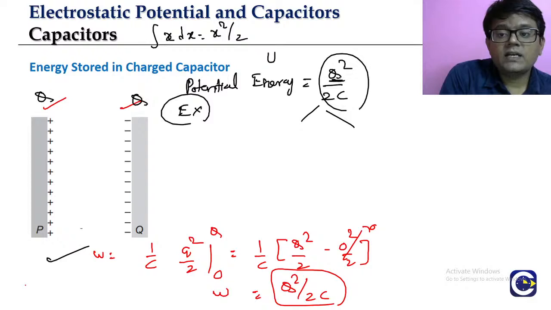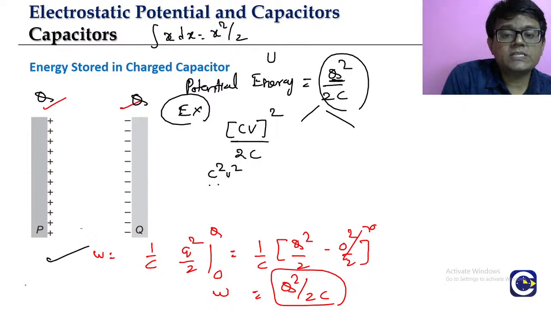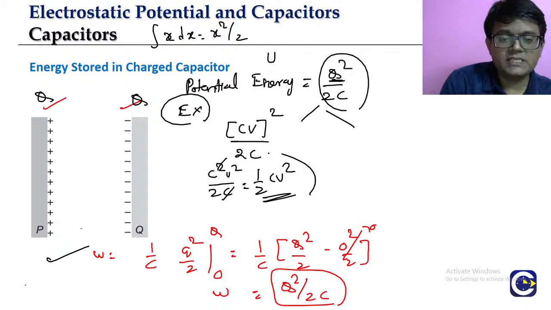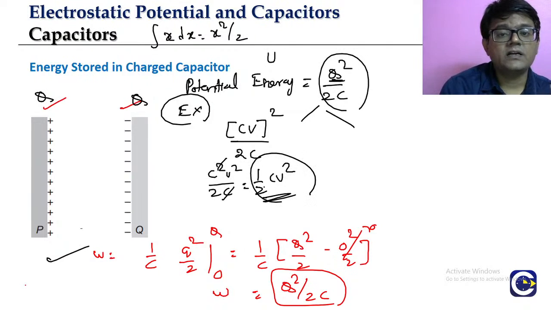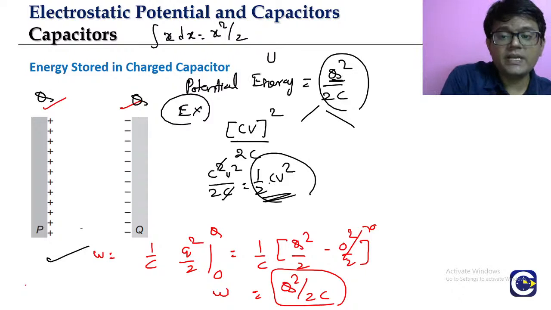We can replace the Q. Look, every Q can be replaced as C into V, right? If we replace, what do we get? C square V square by 2C. Or C cancels, so half CV square. This is another variation. When can we use this? When we know the capacitance value and the potential difference between the plates of the capacitor.